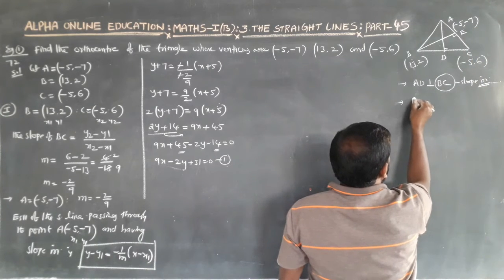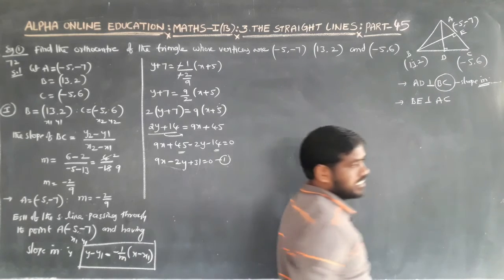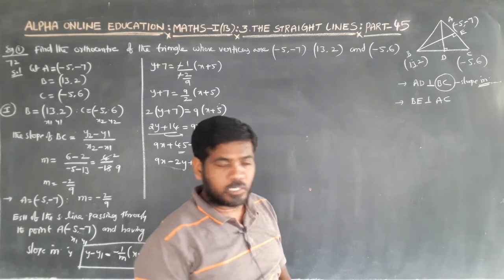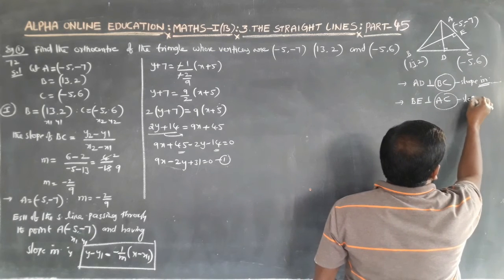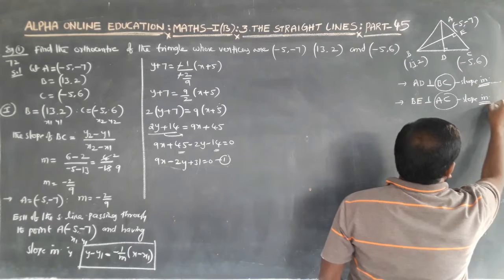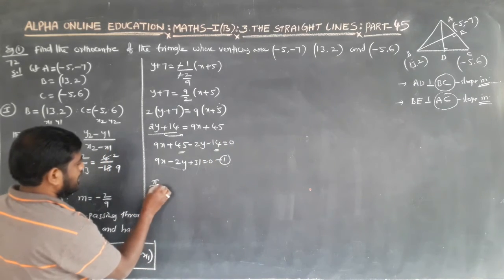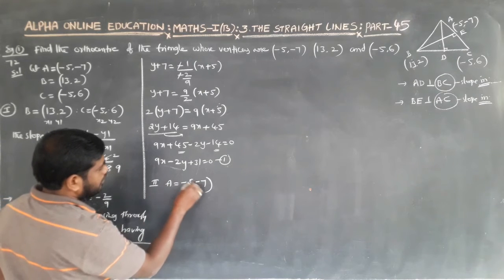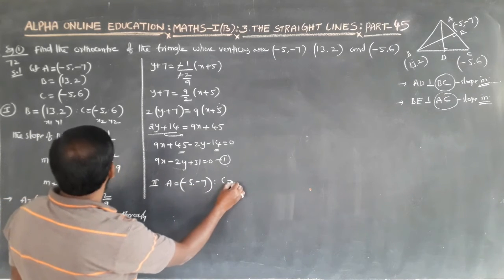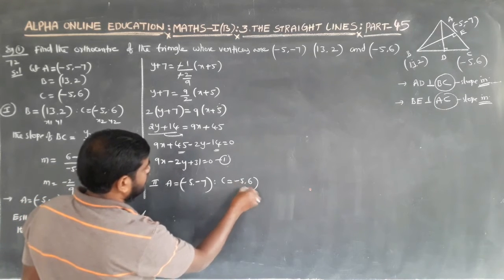Observe here, BE is perpendicular to AC. So first of all, find the slope of AC. The point A is (-5, -7) and the point C is (-5, 6).